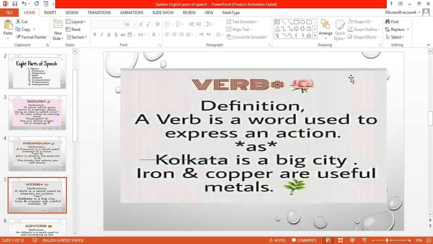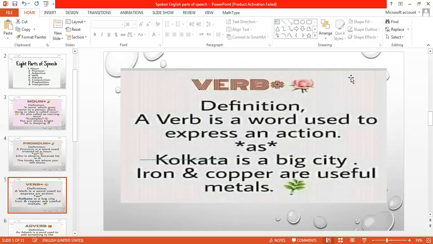Regular verbs are those in which we just add ed and the form of that verb is changed. For example, kick. If I say kick, kick is a present verb. This is the first form of verb, which is used in the present tense. And if I add ed to it, I say, I kicked the ball. So that is changing present into past, which is the second form of verb.